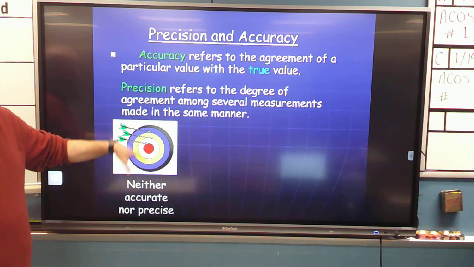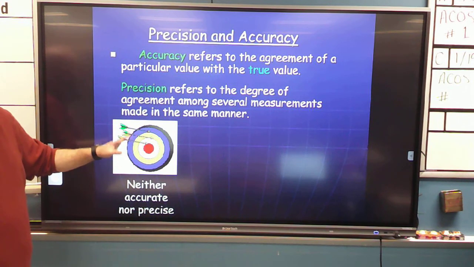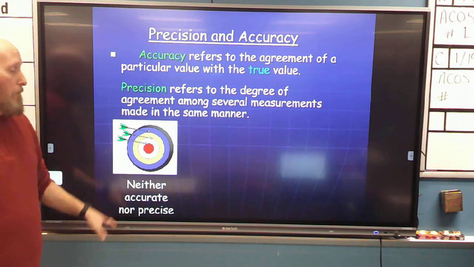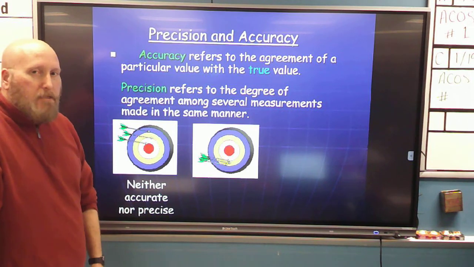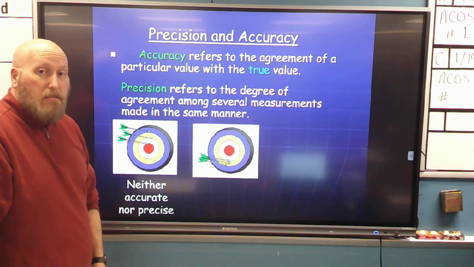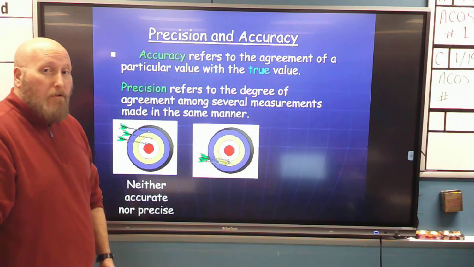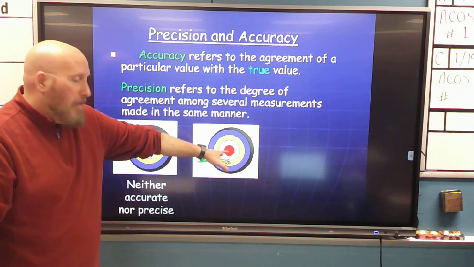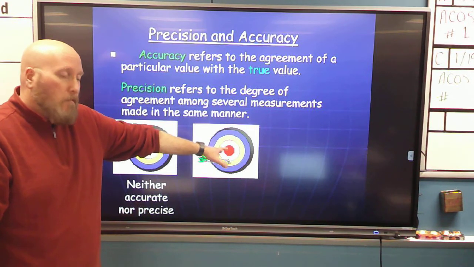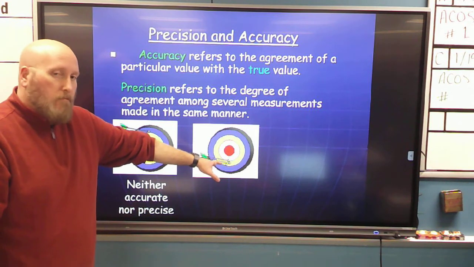This looks like something I would end up doing. They'd be all over the place. It wouldn't be where they're supposed to be. Okay? But if I look at this next one here, is this one accurate? Or is it precise? Both or neither? Well, if you look at it, are they accurate? Are they hitting the bullseye? No. Where are they hitting though?